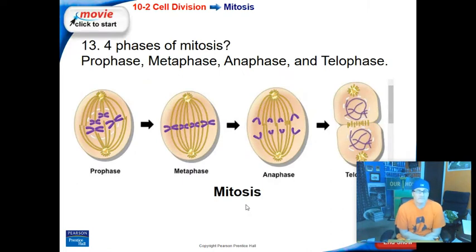Okay. Phases, like I said, PMAT: prophase, metaphase, anaphase, and telophase. You guys are welcome to abbreviate them just with the first letter. So PMAT, or if you want to memorize them backwards, TAMP, TAMP. To tamp something means to flatten it. Moving ahead.